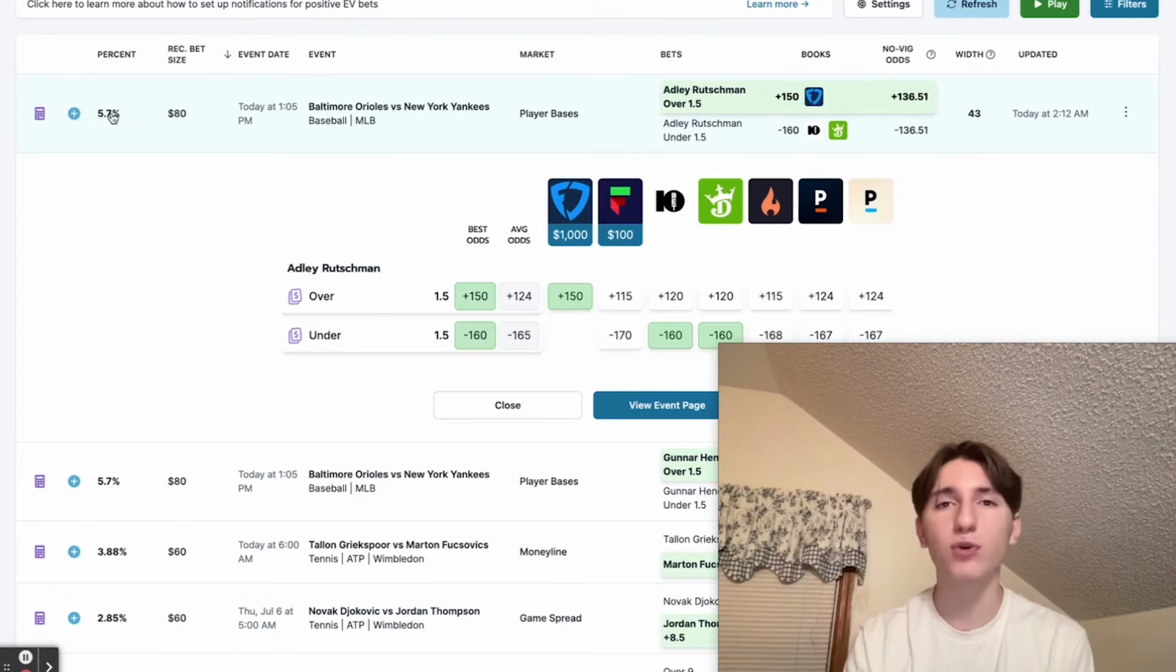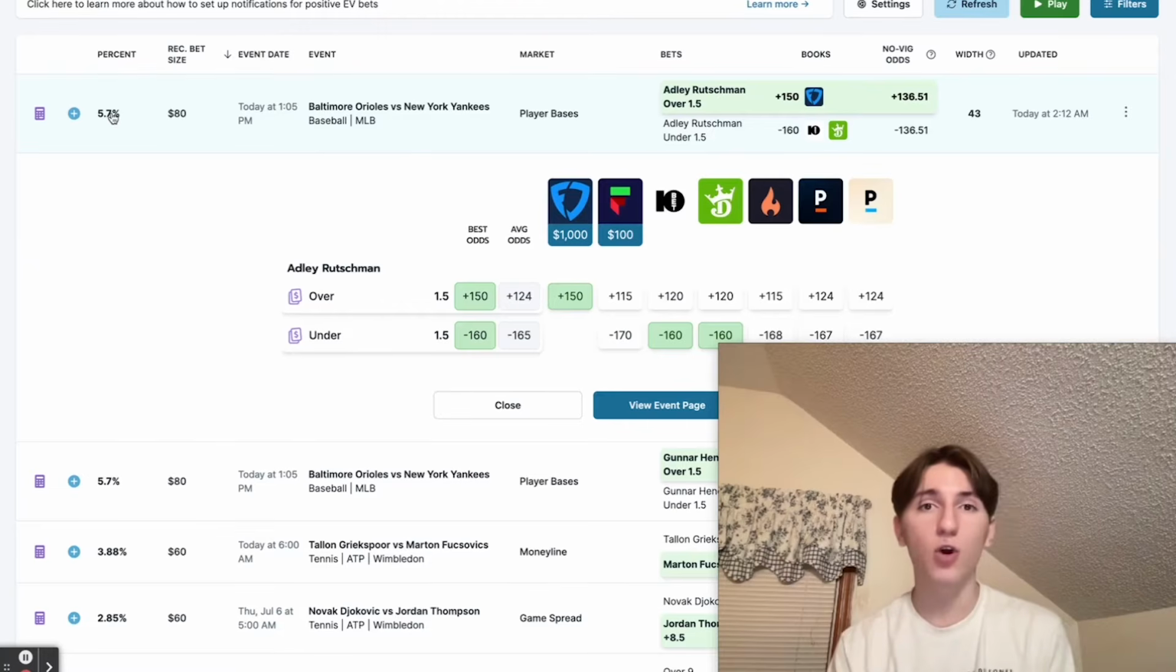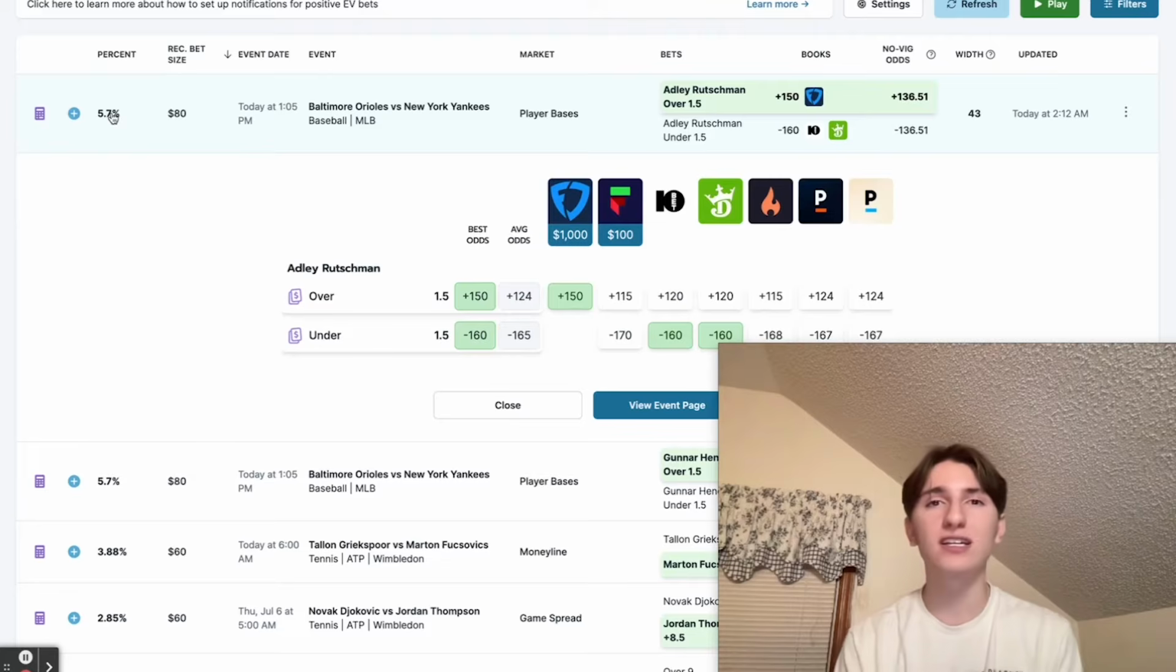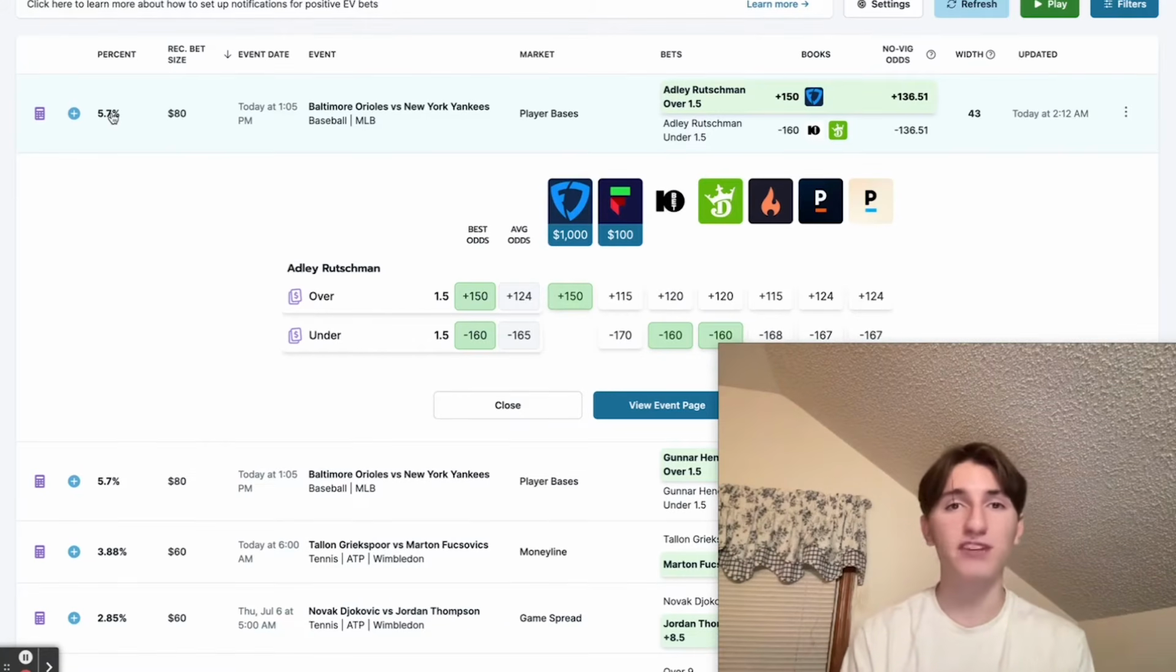It tells you it's 5.7% expected value. That means over the long term, if you were to take this bet over and over and over again, you would expect around a 6% return on your money. Obviously, you can either only win or lose this bet, but over the long run, you can expect your return to average out to a particular percentage. In this case, 5.7%. So now you see that this bet is profitable by 5.7%.